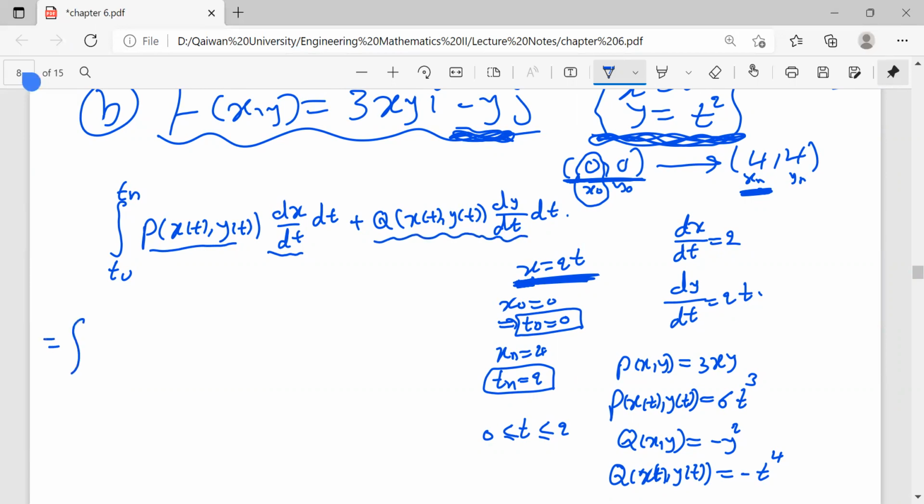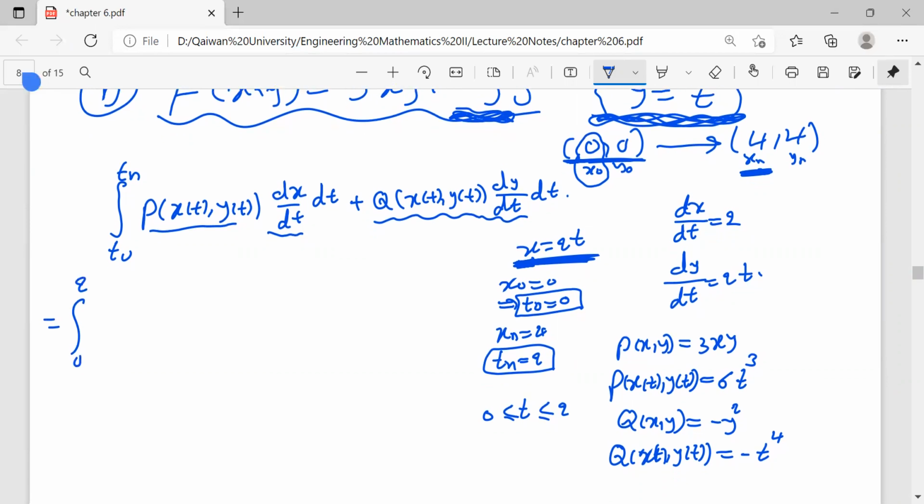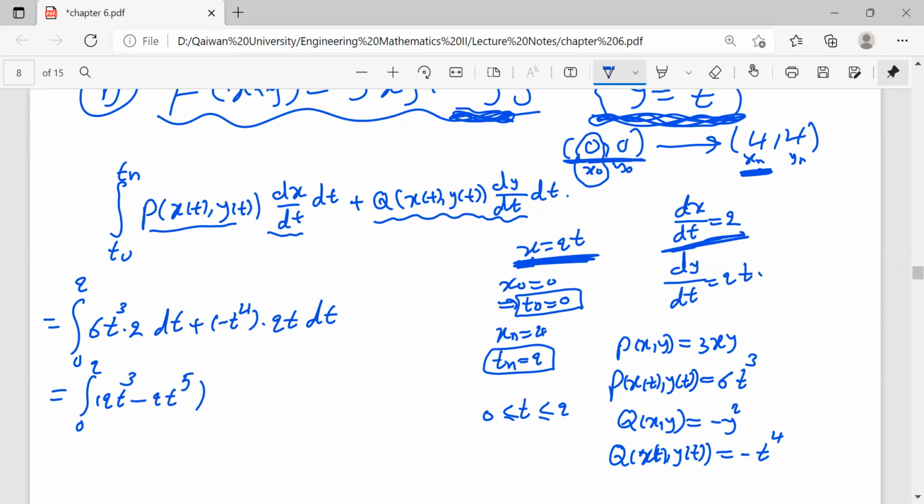We get the integration from 0 to 2. P of x of t, y of t is 6t cubed, and dx by dt is 2. This is dt, plus Q of x of t, y of t, which is minus t to the power 4, times dy by dt, which is 2t, dt. We find this integration. Let's first simplify it. From 0 to 2, it is 12t cubed minus 2t to the power 5, all dt.